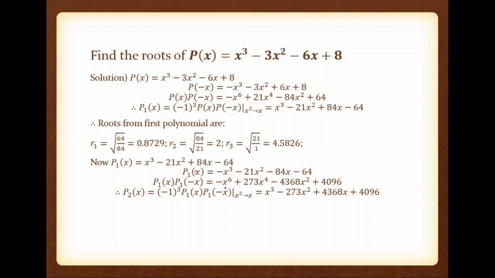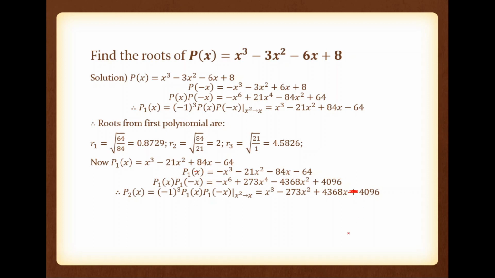So remove minus 1 here, so x raised to 3, remove minus 1, so we have minus 273x square, remove minus 1, so we have plus 4368x, remove minus 1, so we have minus 4096. So this is actually minus.